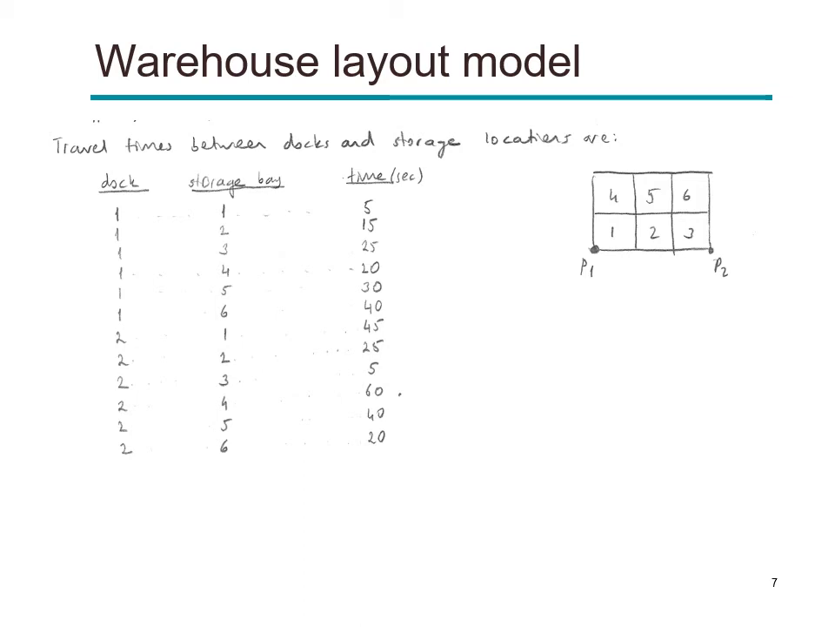The travel times between the docks and the storage locations for this example are given, so we don't need to calculate anything. And it says that between dock 1 and storage bay 1, the time is 5. So what does it mean? The distance from here to here is 5 seconds. It's given in terms of time. Between dock 1 and 2, the distance between here and here is 15, and here it's 25. Okay, so all these distances are given.